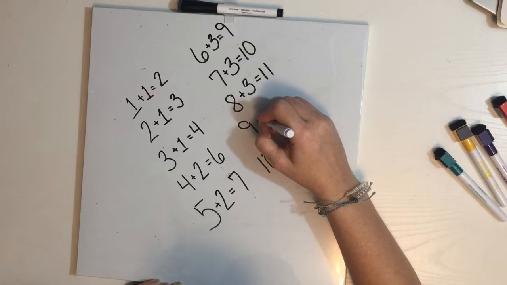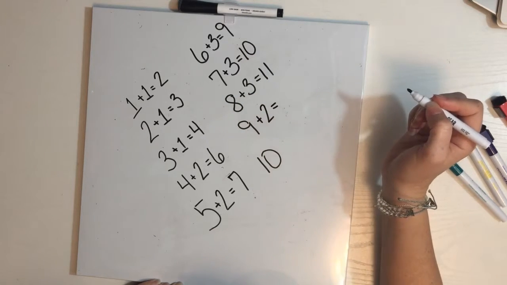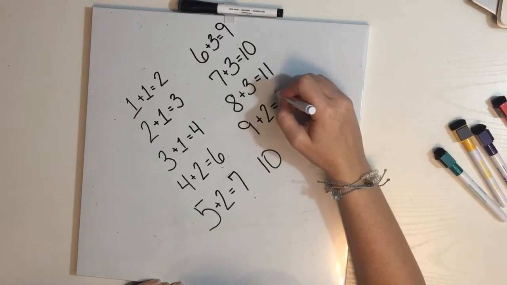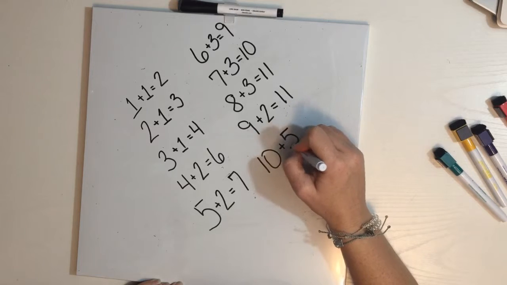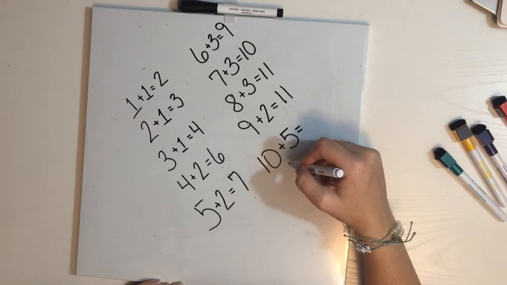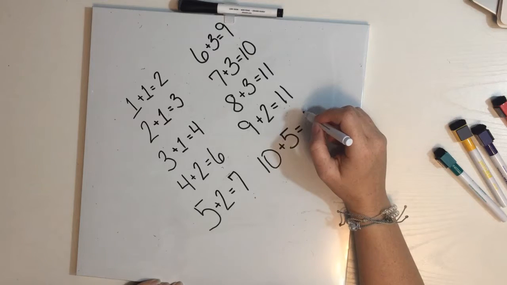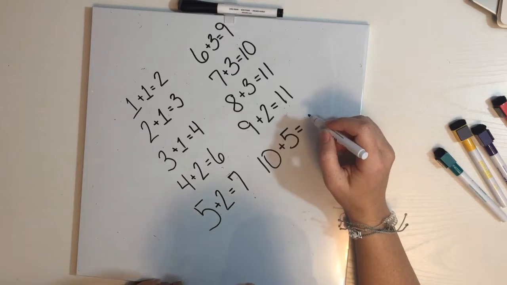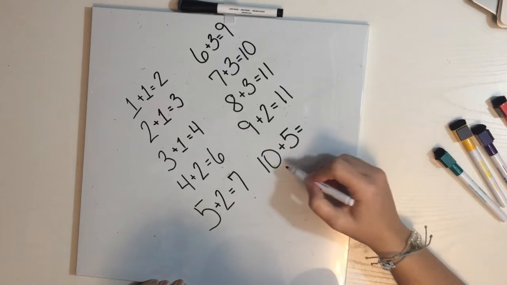What about 9 plus 2? 11. What about 10 plus 5? Wow. Can you do that one? What is 10 plus 5? Oh, I don't think you know. Well, what is 10 plus 5?